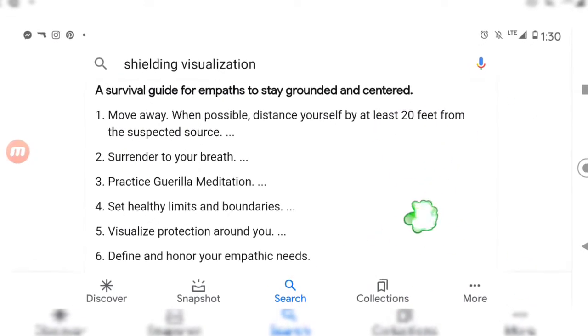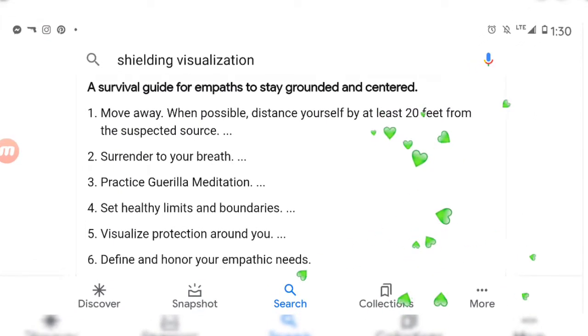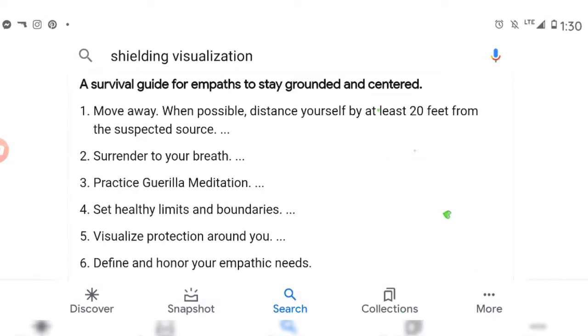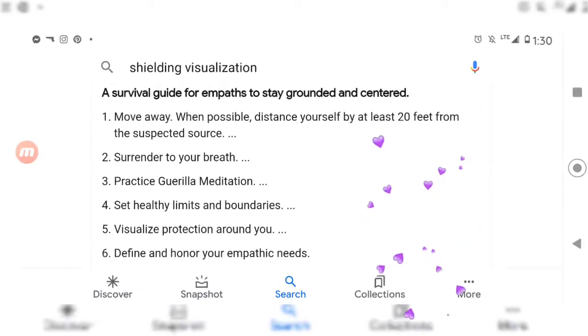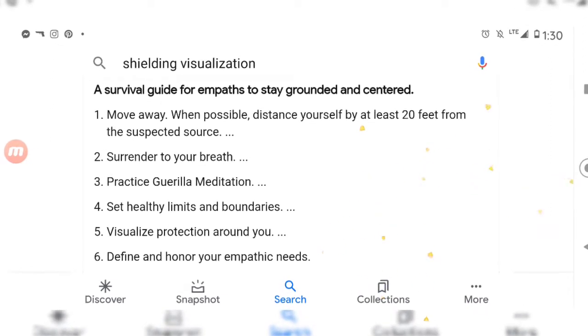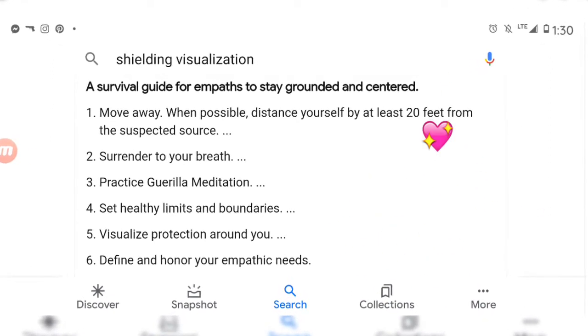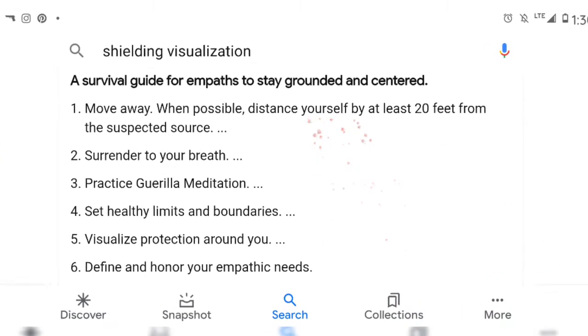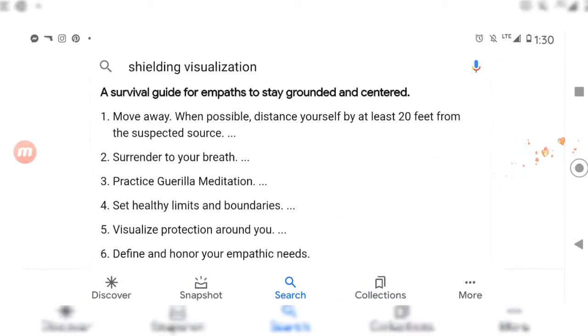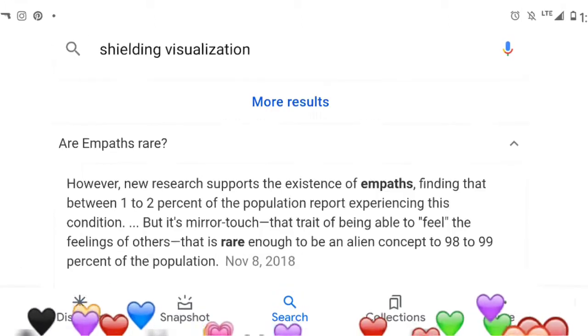Shielding visualization, a survival guide for empaths to stay grounded and centered. Move away when possible. Distance yourself by at least 20 feet from the suspected source. Surrender to your breath. Practice guerrilla meditation. Set healthy limits and boundaries. Visualize protection around you. Define and honor your empathic needs.